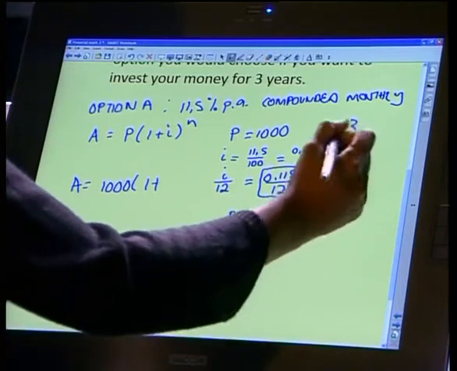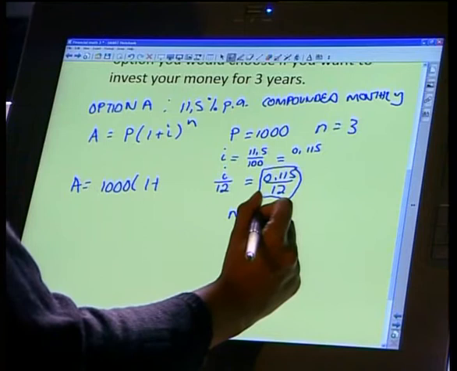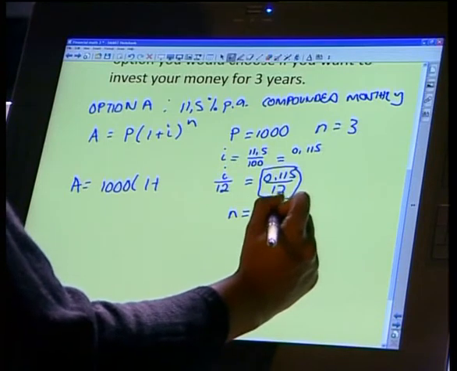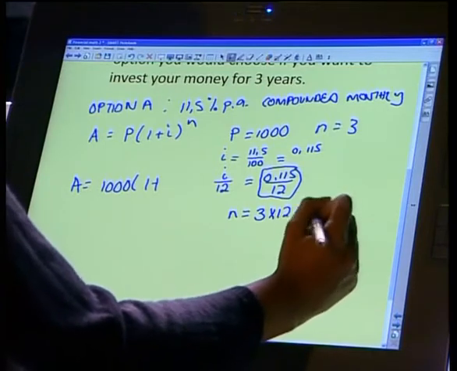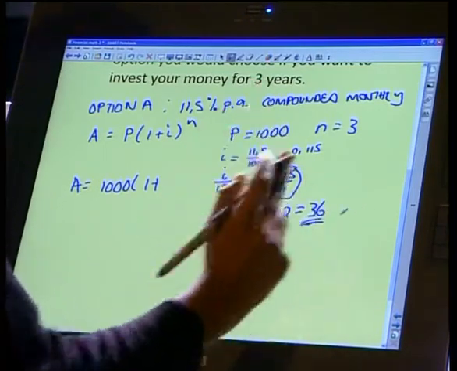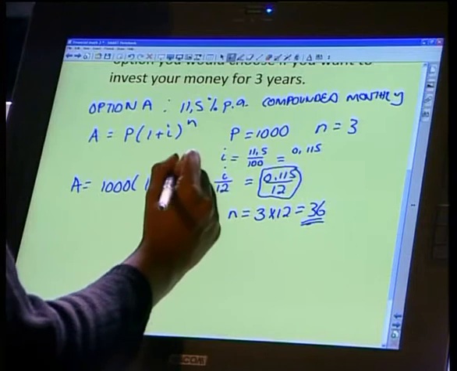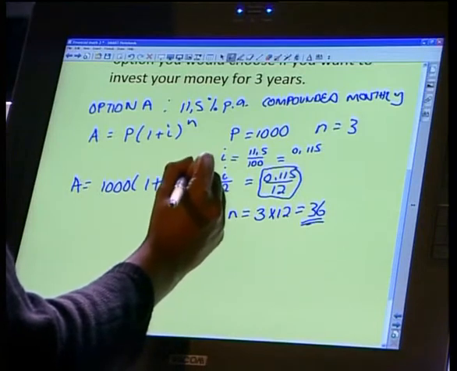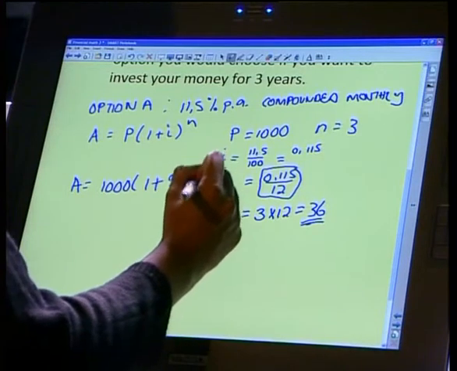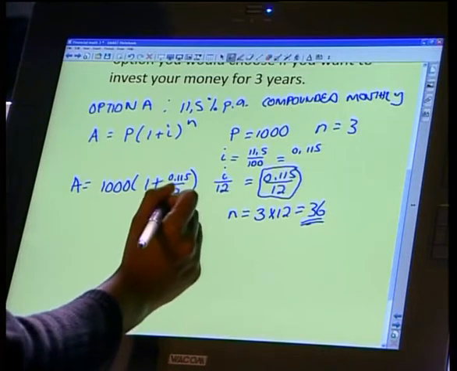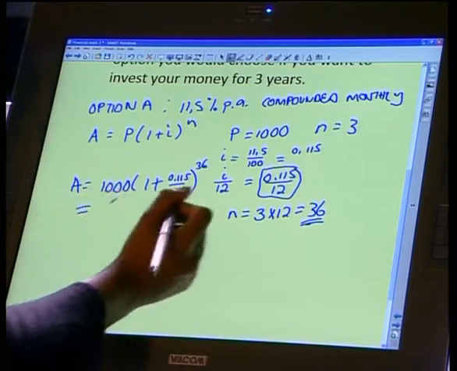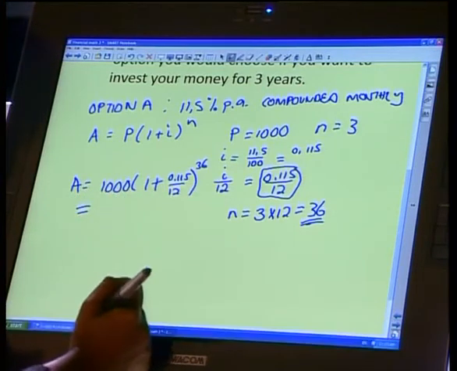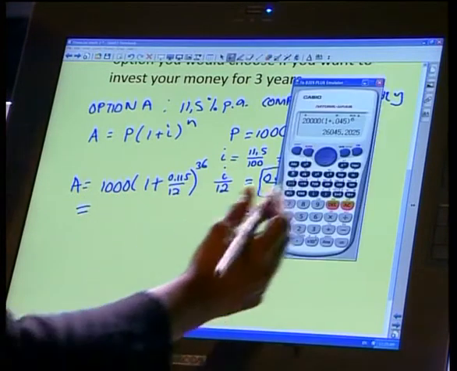Because compounding is 12 times in 1 year, in 3 years, 3 times 12, 36 months in 3 years. So we'll get interest 36 times. So it's 1 plus 0.115 over 12. So I've divided my interest rate by 12. I've multiplied my number of years by 12. And let's see what that gives us. So we're going to put that into the calculator.